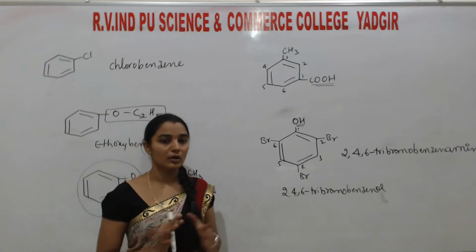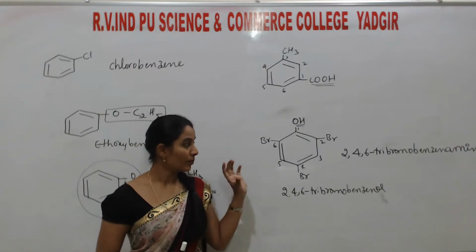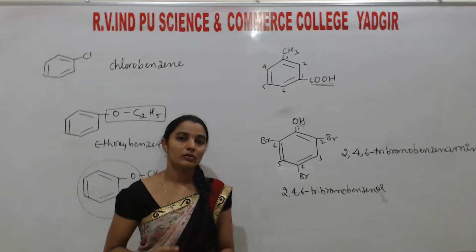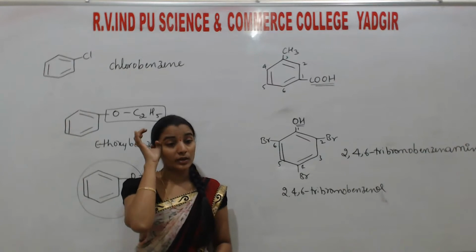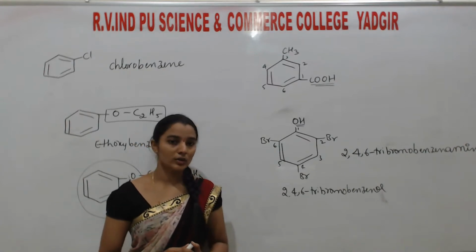This completes the nomenclature with functional groups and which is the prior group over the other. Understand? So the next topic is, sorry, not nomenclature, isomerism. In tomorrow's class we will discuss isomerism.